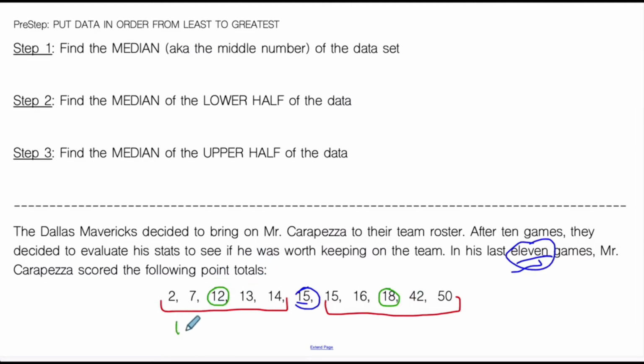This is the first section, this is the second section, this is the third section, and this is the fourth section. And like I had mentioned before, 2 of those numbers in the entire data set have fancy names. This is called Q1, and this is called Q3.